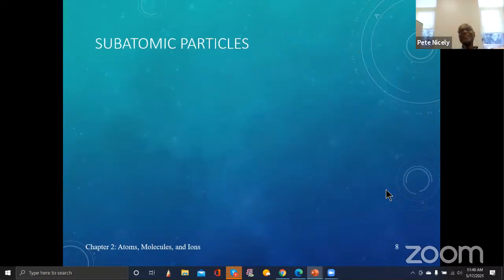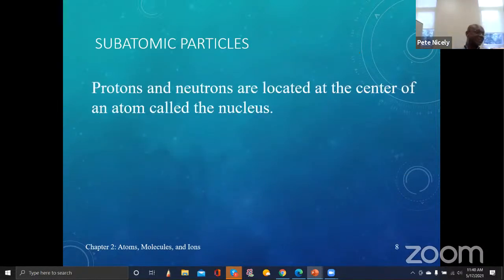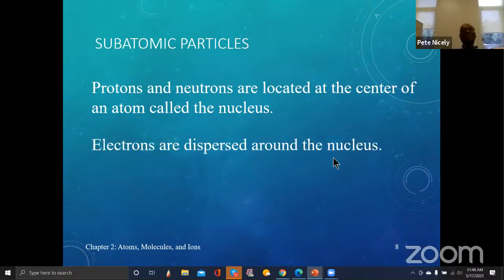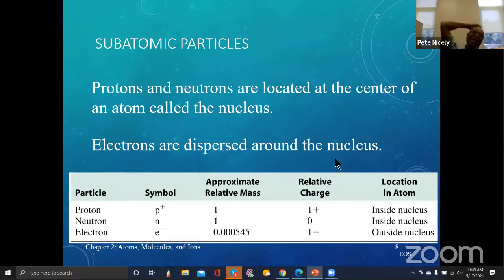Okay. As I said before, we now know that there are subatomic particles present in the atom of an element. So we know that the protons and neutrons are located in the nucleus of the atom, whereas the electrons are dispersed around the nucleus. And this table here gives you a short summary of the different subatomic particles, where they're located, etc. So the proton symbol is given here. The approximate relative mass is 1 and the charge is +1. And as we said before, it's located inside the nucleus.